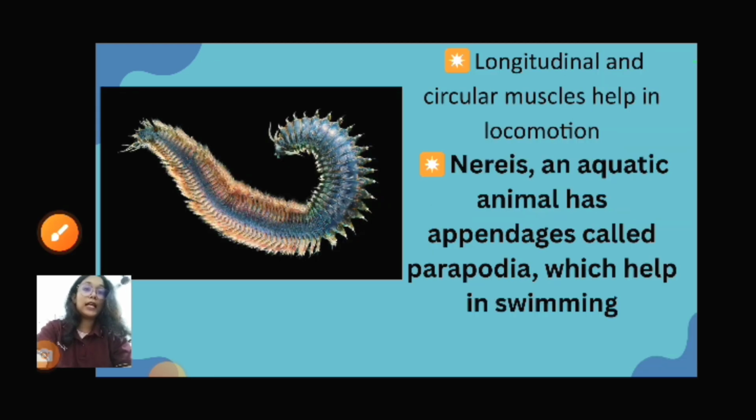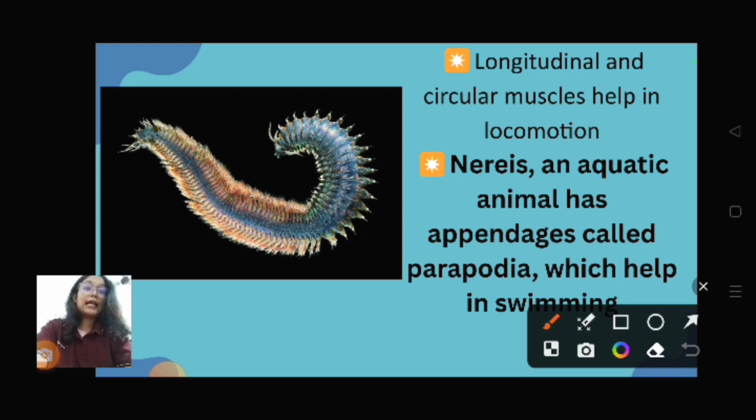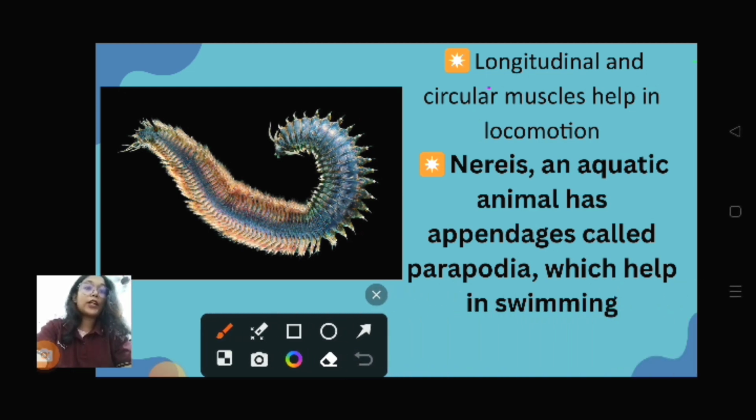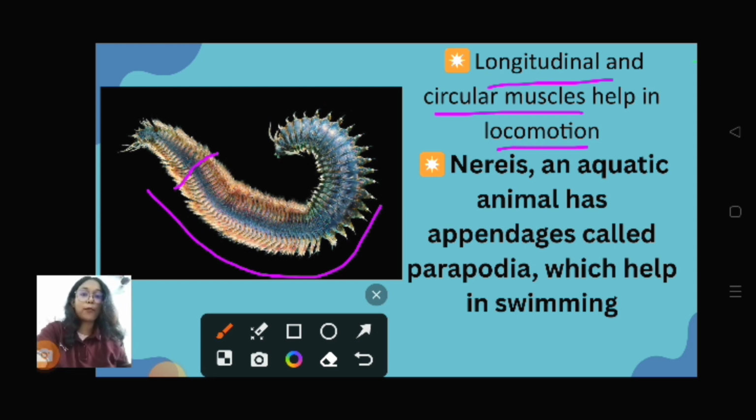Then moving on to the next slide, it is saying that they are having longitudinal and circular muscles. Longitudinally also they are having muscles, and circular muscles also they are having, which helps them in locomotion. Okay, the front body will go first, then the back body will come. Like in earthworm and leeches you can see how they move. Because of their longitudinal and circular muscles they can move. Okay, is it clear?